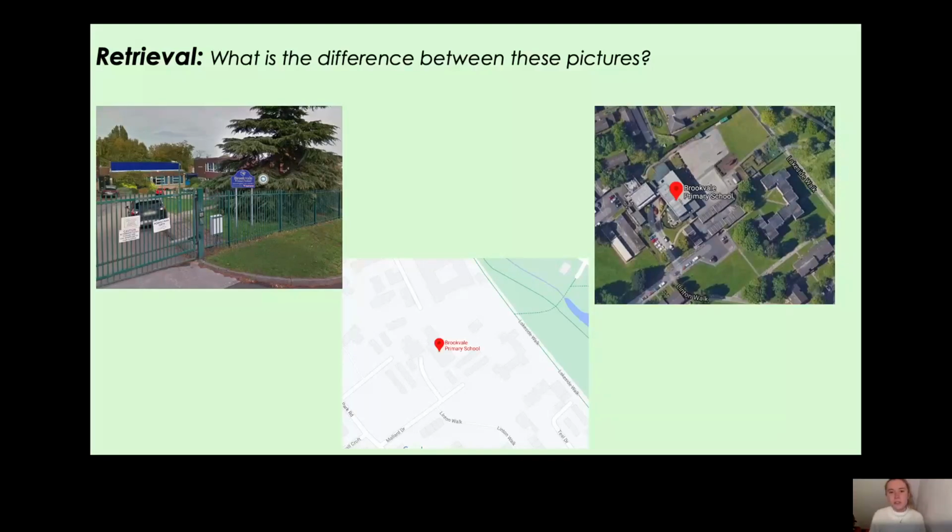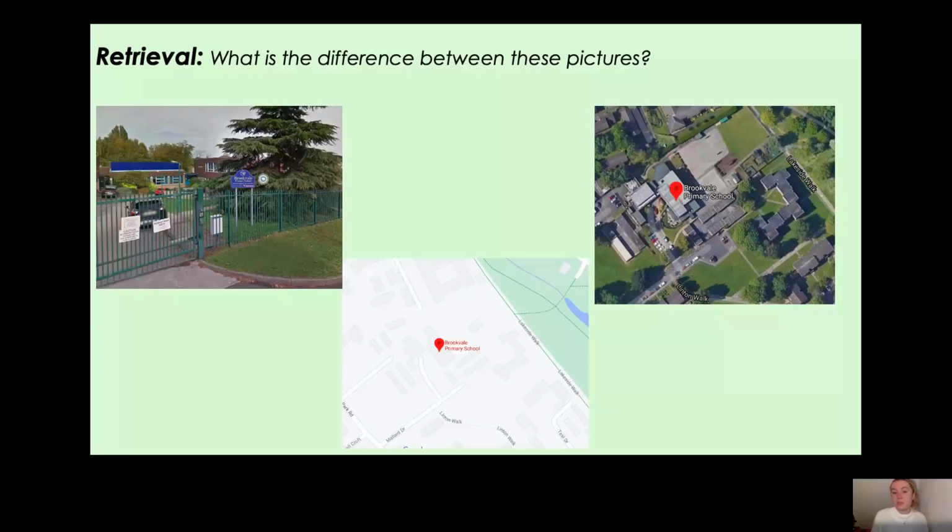But the other 2 are from an aerial view, aren't they? They're from an aerial perspective or a bird's eye view. Remember, that's a view that a bird would see the school in. That's a perspective that a bird would see the school from if it was flying above the school. Now, they are both from an aerial perspective, but what is different about them?